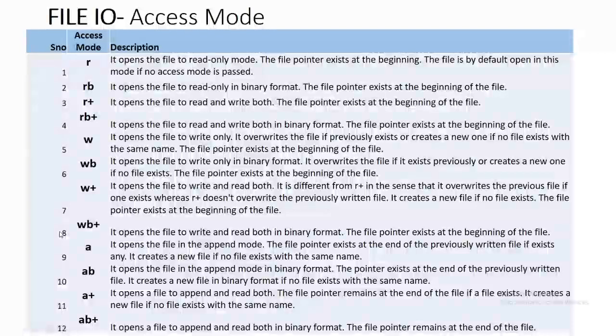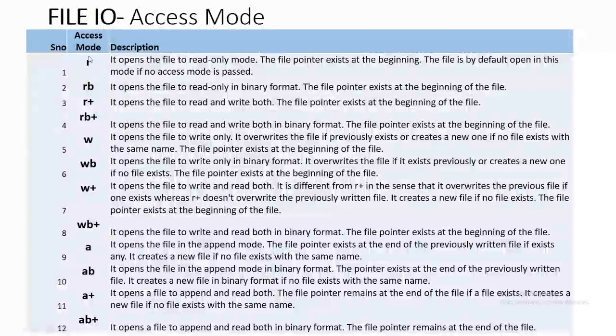These are the access modes that are available for Python. We have the read mode, the write mode, and the append mode. These are the major modes: read, write, and append. The read mode is the same thing as RT. You can use RT, WT, and AT. By default, it works in text mode.